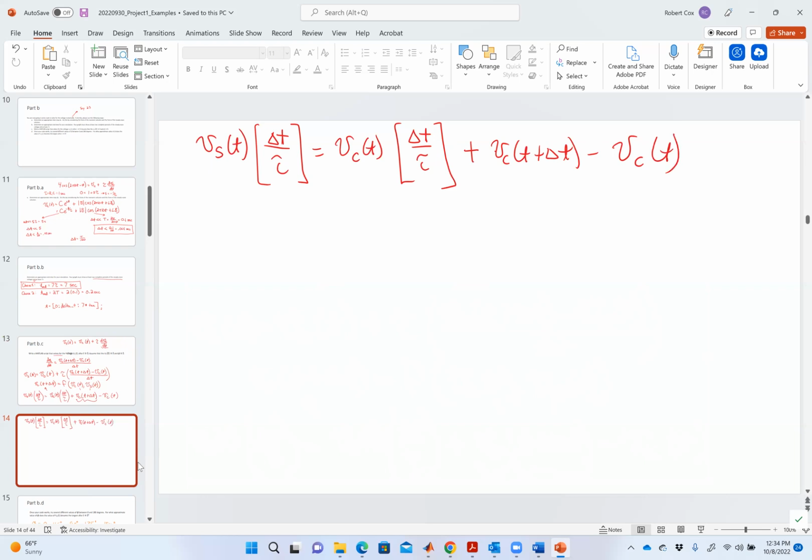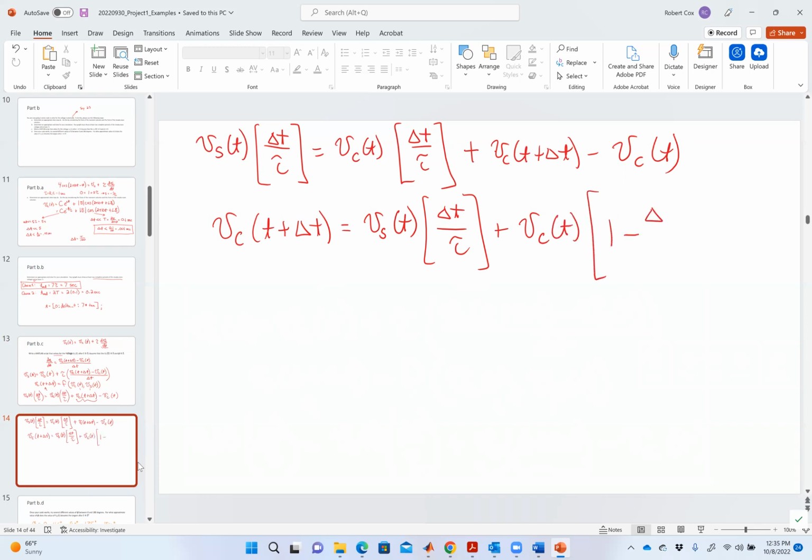So I go through and solve for this, and I end up with V sub C of t plus delta t equals V sub S of t times delta t over tau plus V sub C of t times 1 minus delta t over tau. What I did here was move these two terms to the other side to be able to solve for that. Okay. So, the way that I then put that into code is like this.